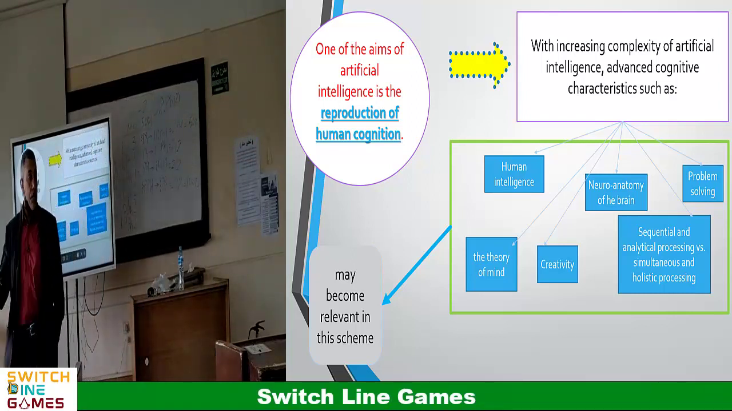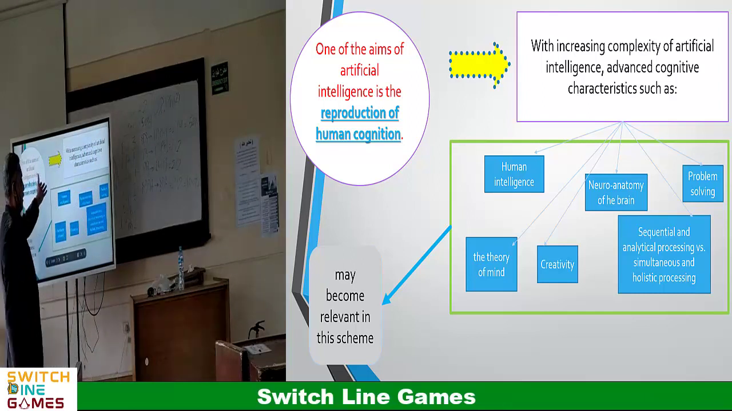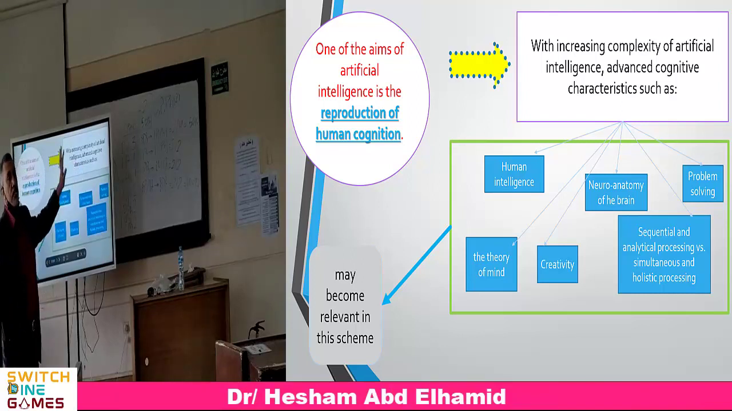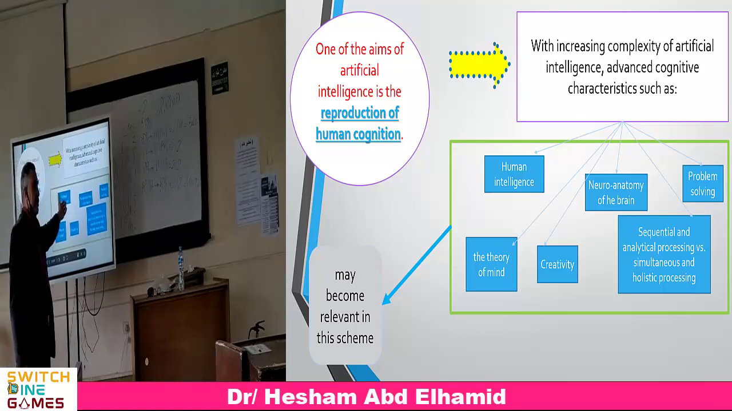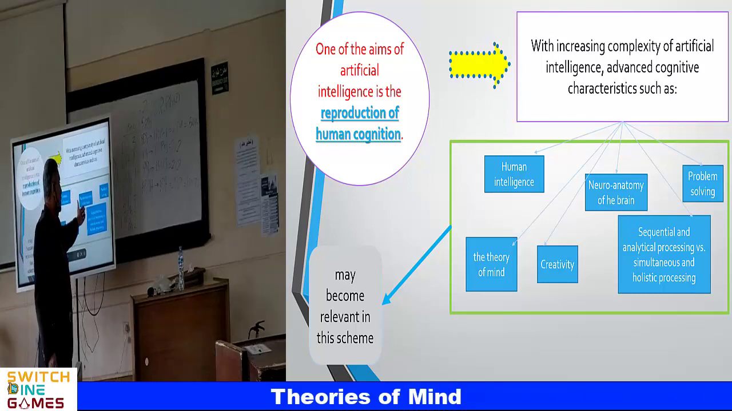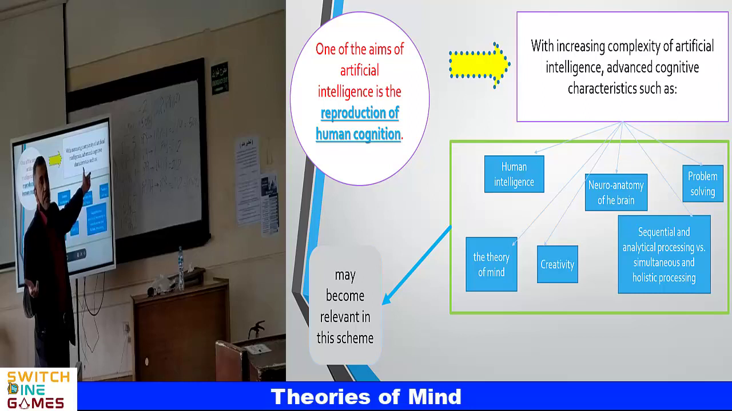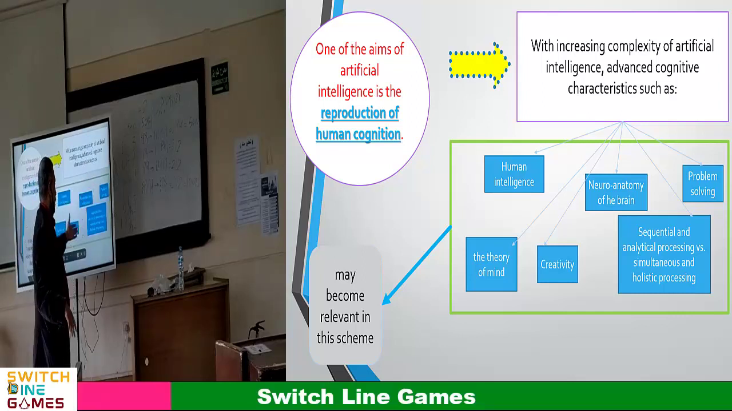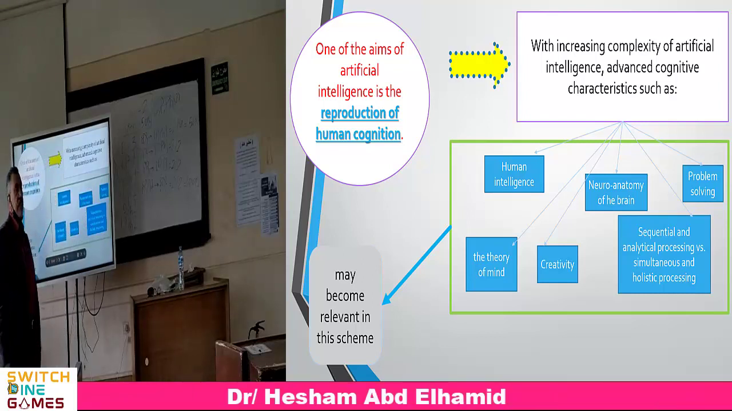In order to reproduce human intelligence in an artificial way, you have to know much about human intelligence, human creativity, and the neuroanatomy of the brain. You have to know about problem solving, creativity, decision making, and all of this we will cover in our lectures. We will try to cover most of these things in the lecture, God willing. Also, you should know about the theory of mind.